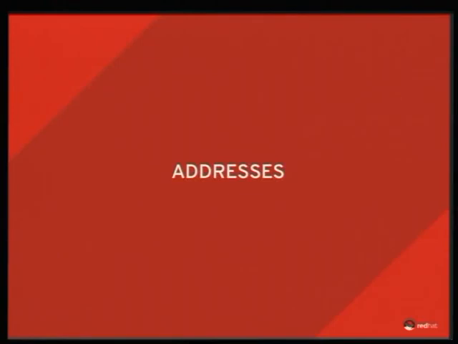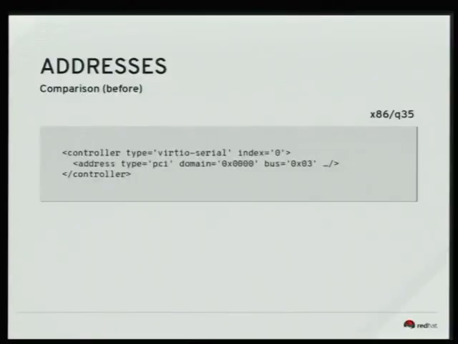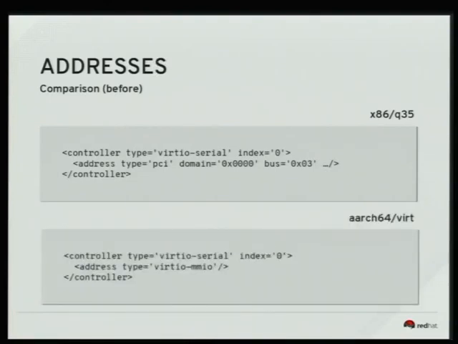And then the last bit is addresses. This is a virtIO serial controller, and we can see that it's using a PCI address. This is on x86. Instead, on AR64, we have this virtIO MMIO address type.